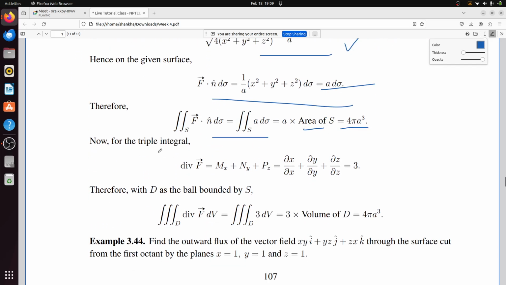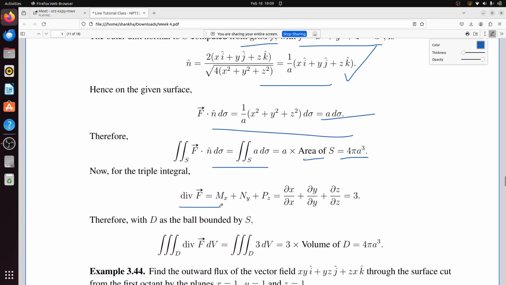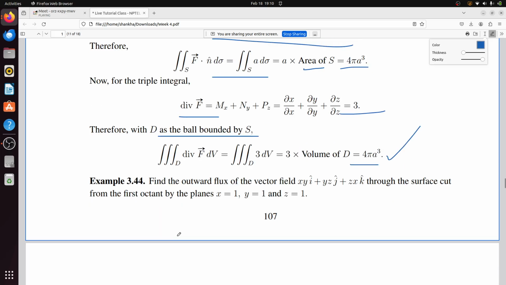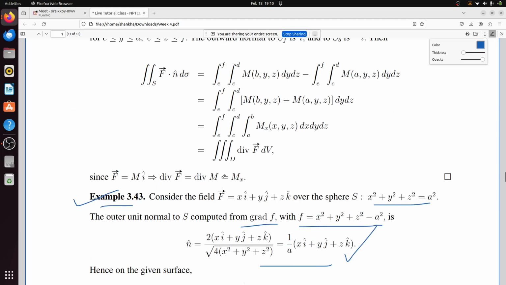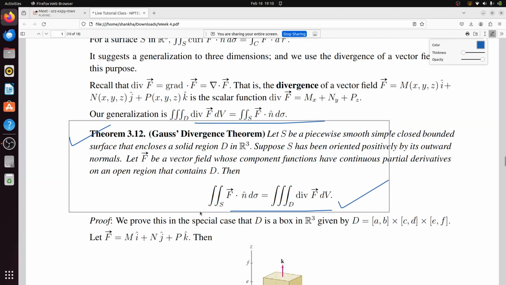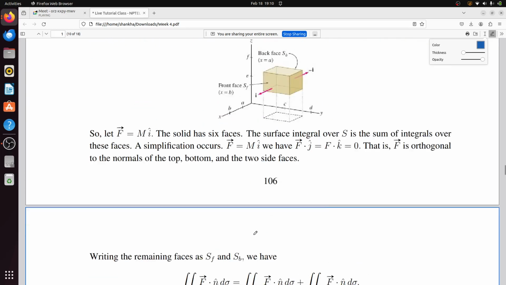Now you need to compute the triple integral. So what is the triple integral? The divergence of F, you compute, you will get 3. And therefore, D as the ball bounded by S, take divergence F, take integration dV. So that will be 3 into dV. And the volume of D is 4 by 3 pi a cube. So that will give you 4 pi a cube. So that is how we can verify Gauss's divergence theorem. So remember always that Stokes theorem gives relationship between line integral and surface integral, and Gauss's divergence theorem gives relationship between surface integral and volume integral. Okay.